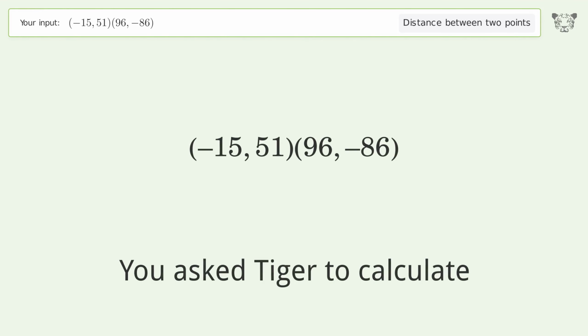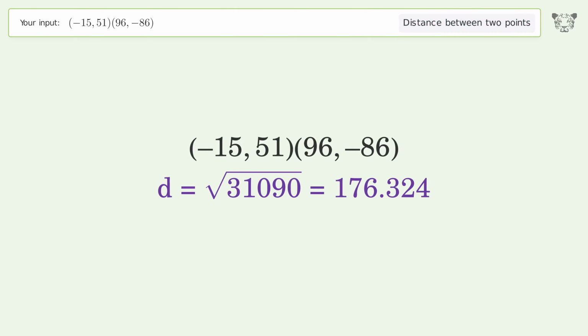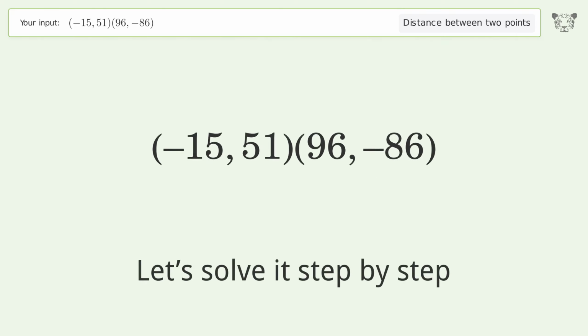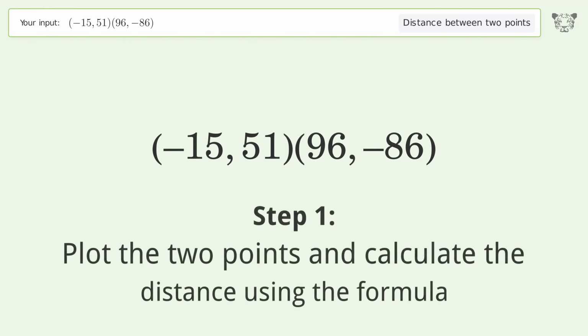You ask Tiger to calculate. This deals with the distance between 2 points. The distance between the 2 points is the square root of 31,090, or 176.324. Let's solve it step by step. Plot the 2 points and calculate the distance using the formula.